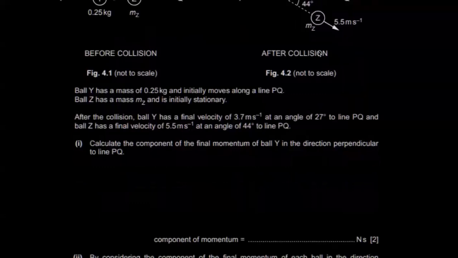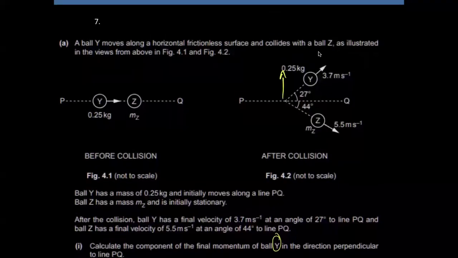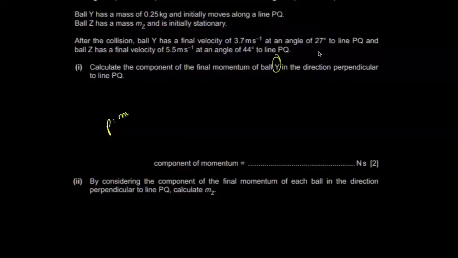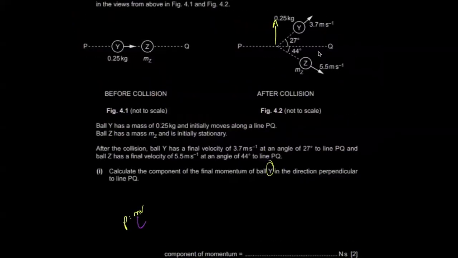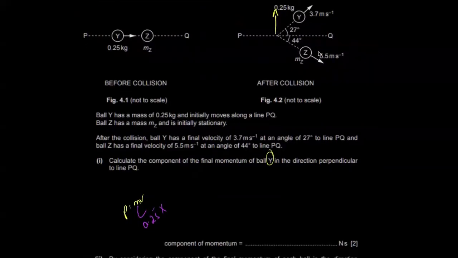Calculate the component of the final momentum of ball Y in the direction perpendicular to the line PQ. This is quite easy. It's going to be p equals mv. The mass we have is 0.25, and perpendicular, so we need sine theta: 3.7 sine 27. What's the answer? 0.42. Easy peasy. Was everyone able to do this? It's the basic question.